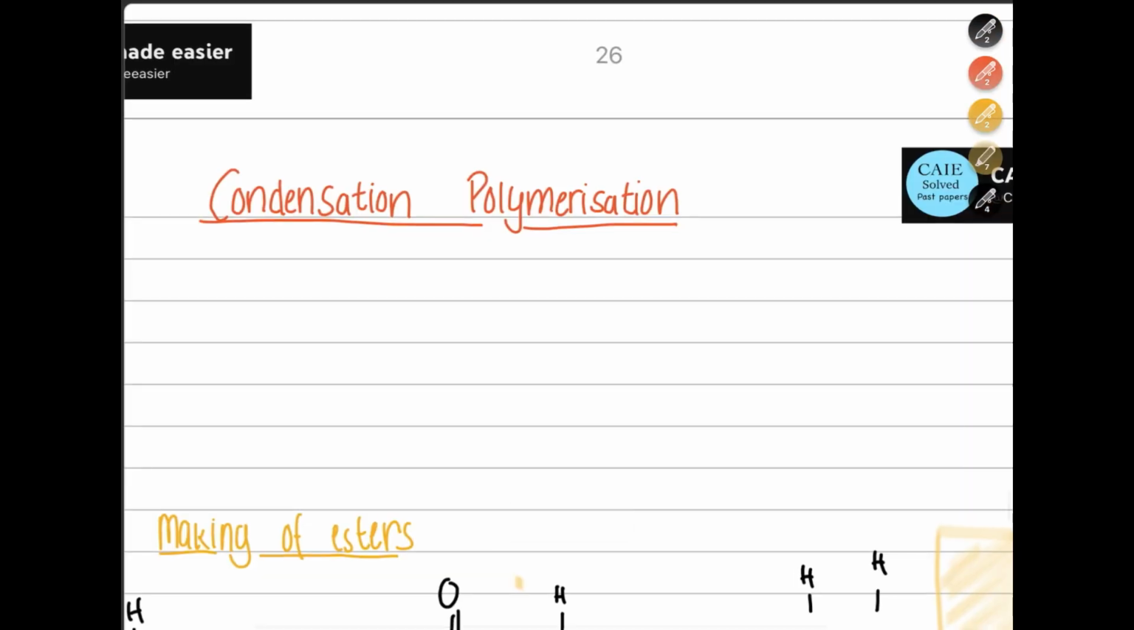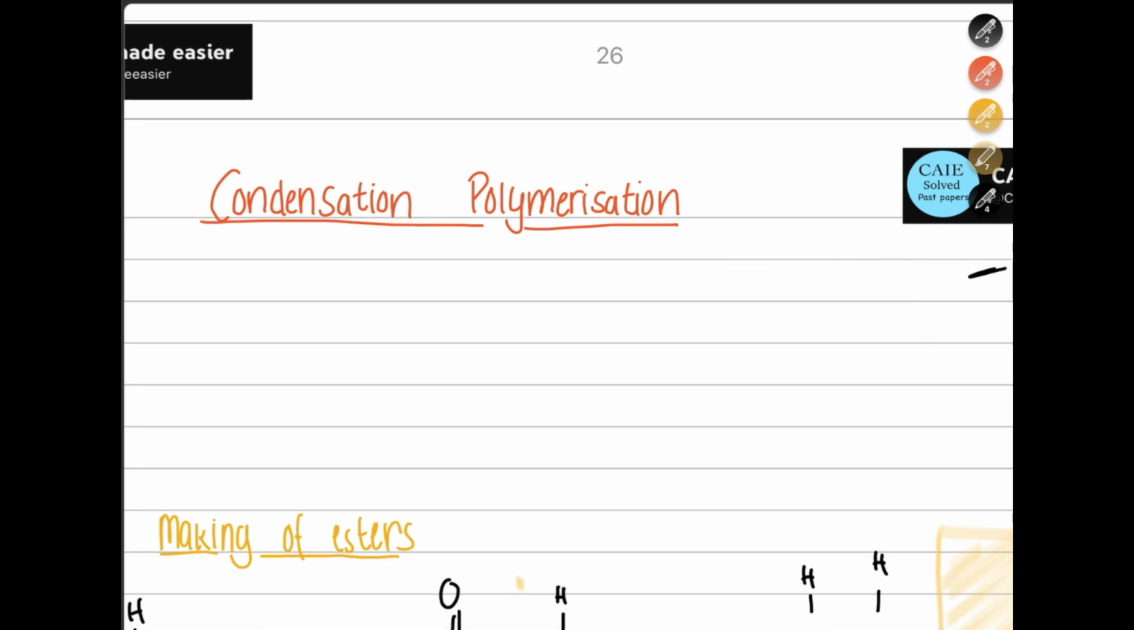We know about the term polymerization. Polymerization is a process in which a monomer is converted into a polymer, right? It's a long chain of monomers. And we also studied another type of polymerization, which is addition polymerization. In addition polymerization, a double bond is broken down to form a chain, right? But today we'll discuss condensation polymerization.